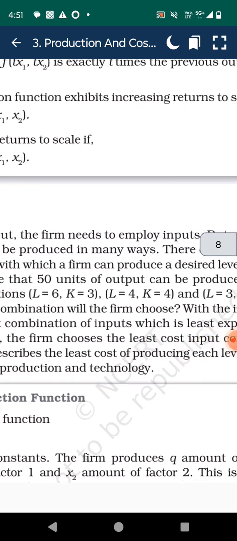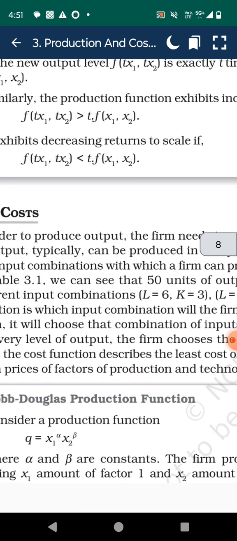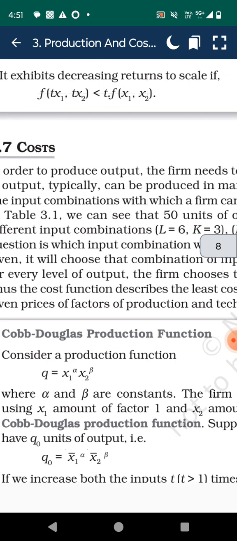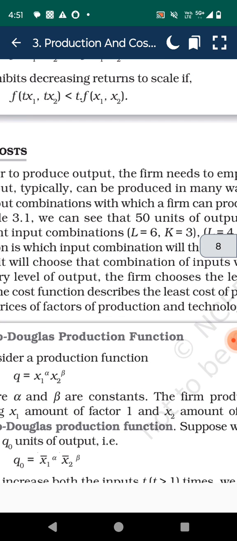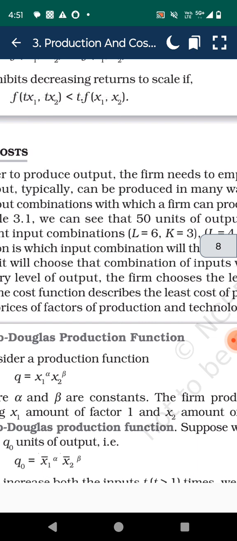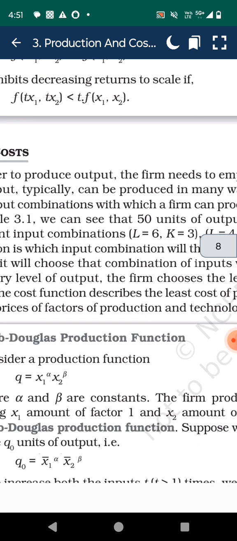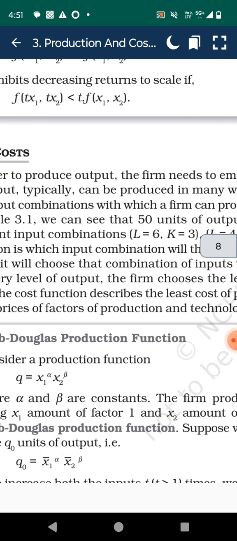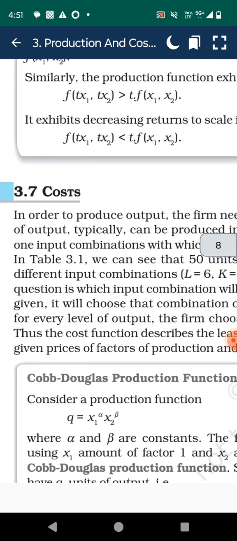The production function exhibits increasing returns to scale if f(t x1, t x2) is greater than t f(x1, x2). It exhibits decreasing returns to scale if f(t x1, t x2) is less than t f(x1, x2).